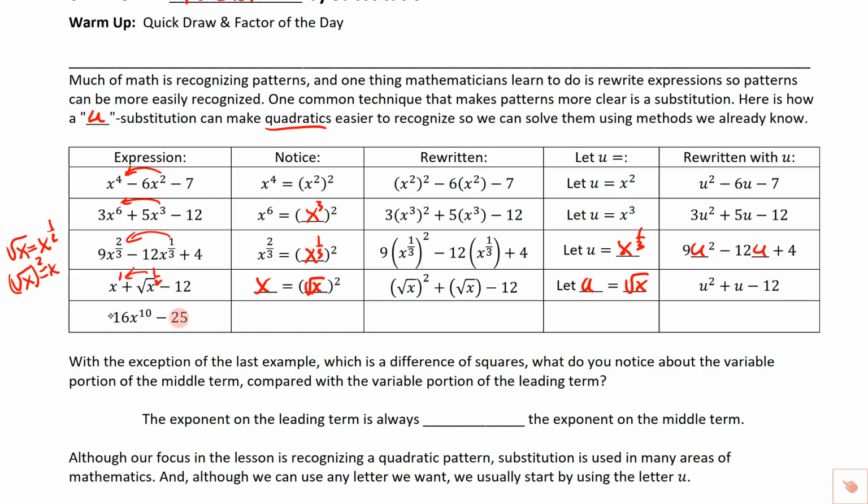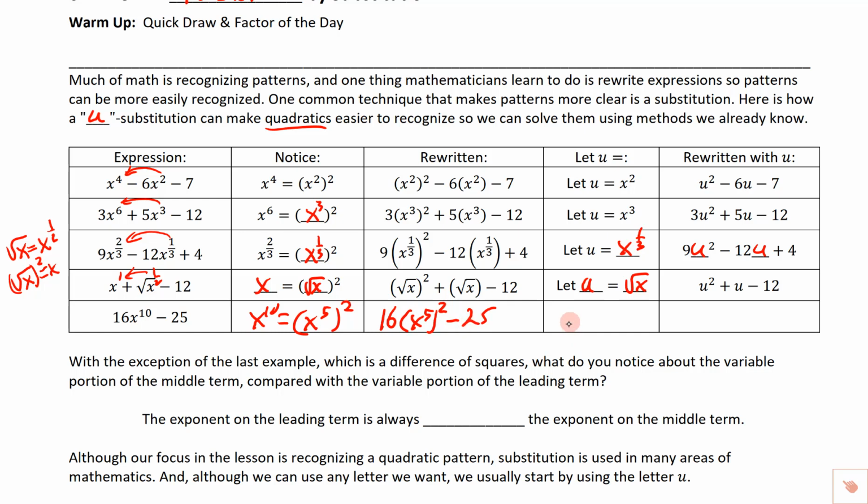Now, this one is different. This one is a difference of squares. So what we're going to say is x to the 10th is equal to x to the something squared. So that would be x to the 5th. So I'm going to rewrite this as 16 times x to the 5th squared minus 25.